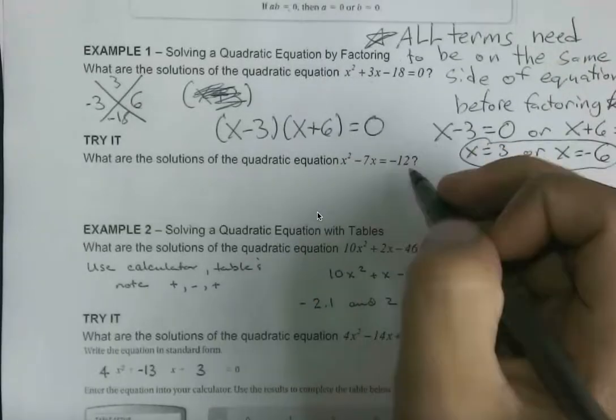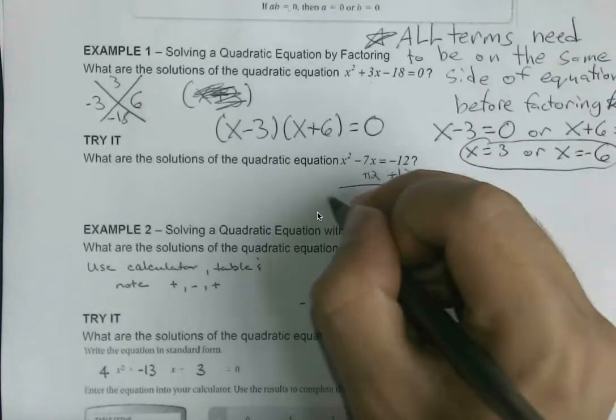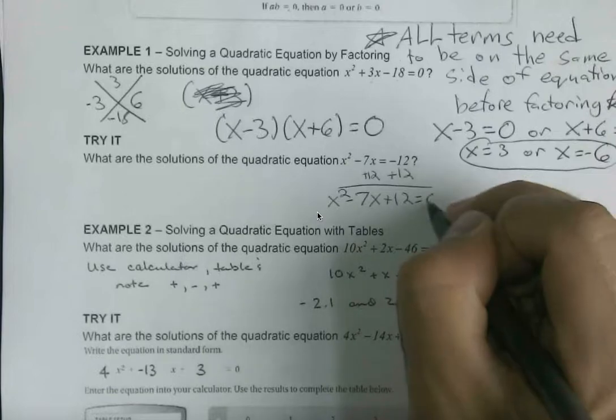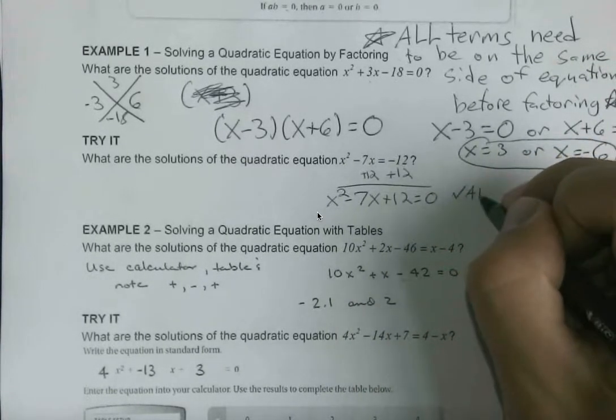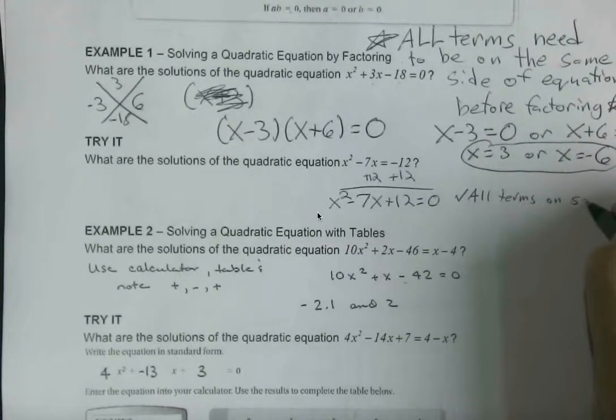Well, we know that we need to move that 12 over so that all of the terms are on the same side. We have x squared minus 7x plus 12 equals 0. We'll make a nice little note here: all terms are on the same side. So we're good to go.